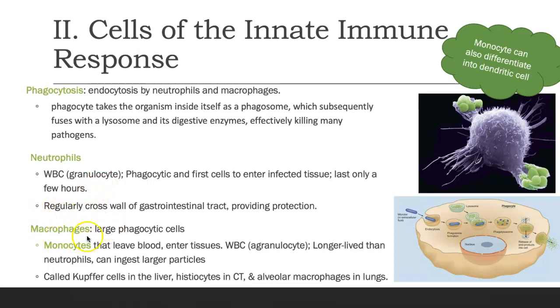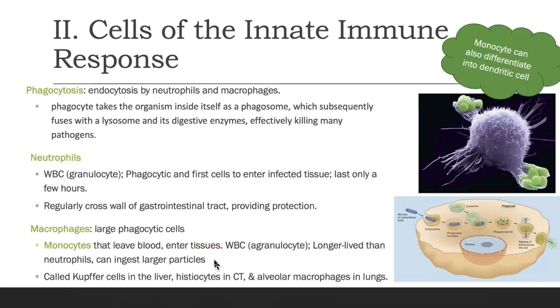Then our macrophages come in second. These are very large phagocytic cells. And as I said before, our monocytes are traveling through the blood, and once they enter the tissues, we now call them macrophages. They are going to be longer lived and can ingest larger particles. Sometimes they take up residence in specific organs.